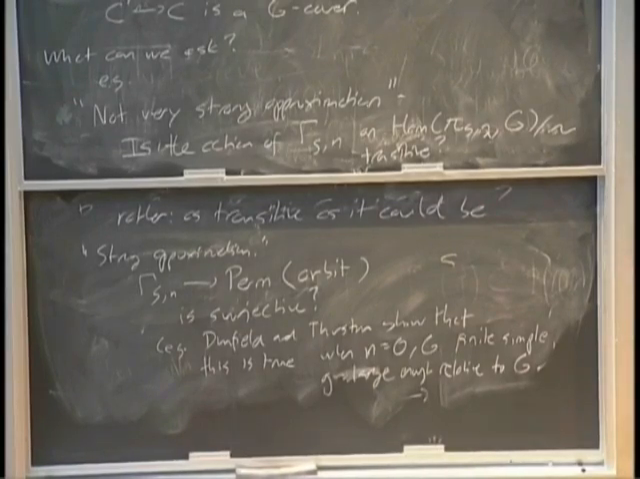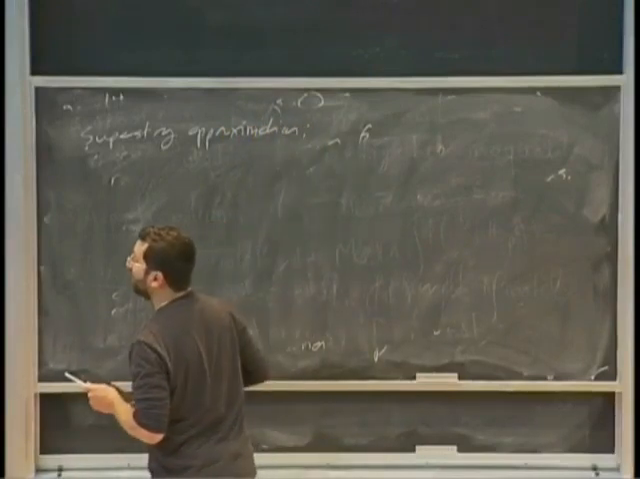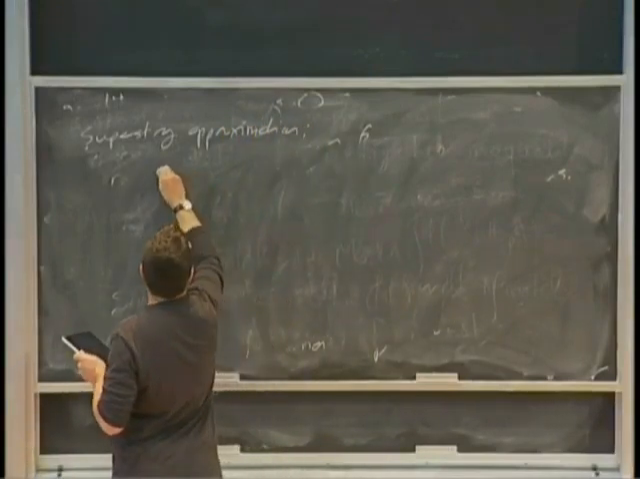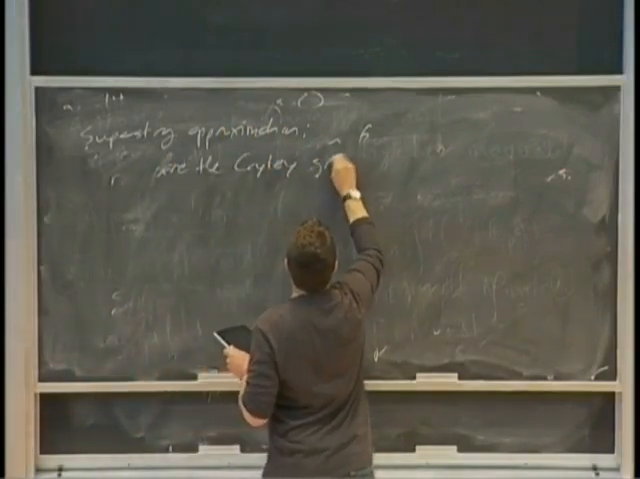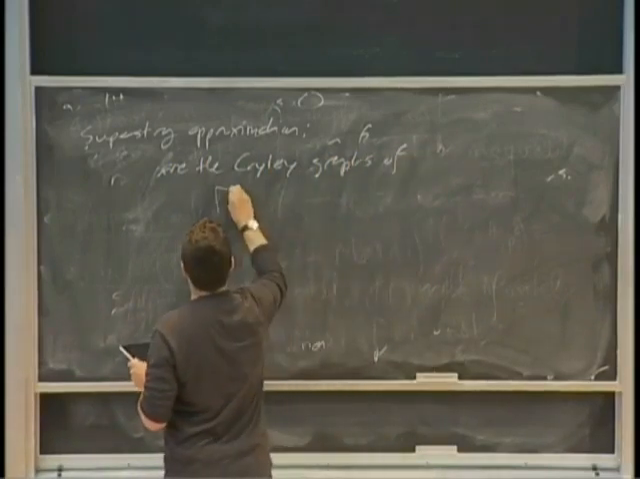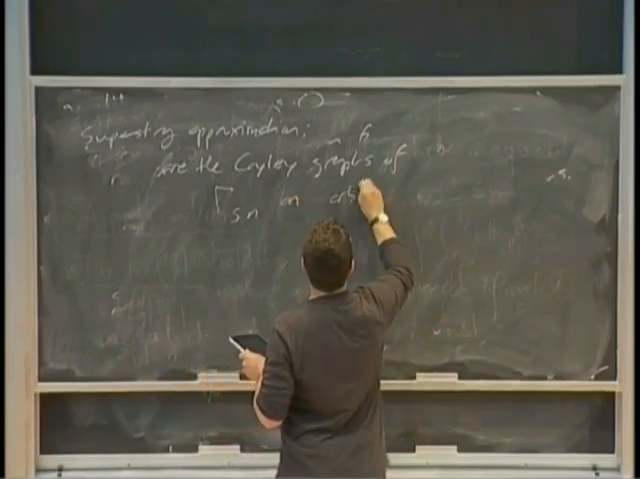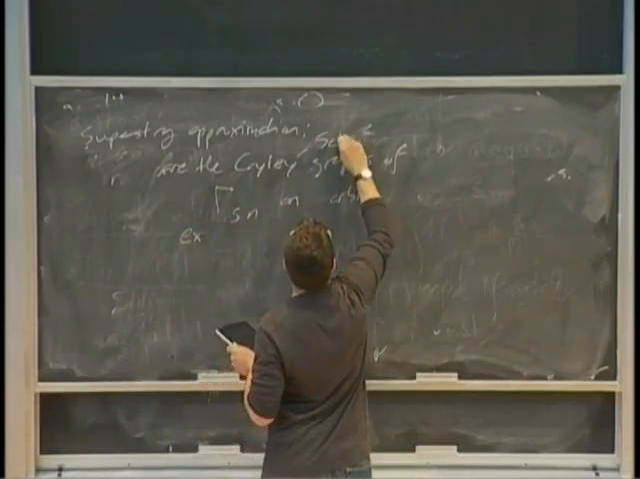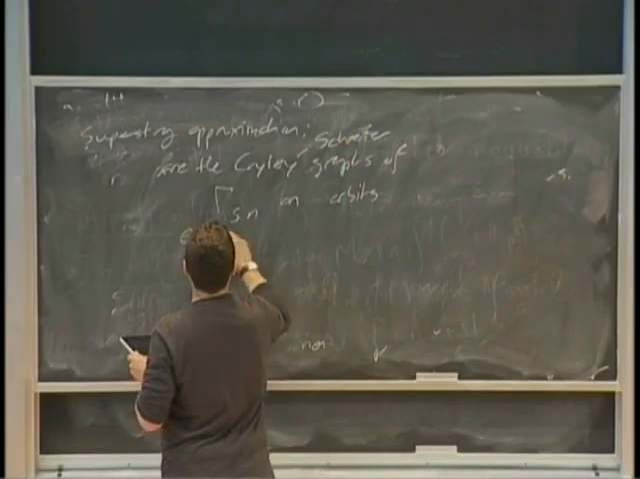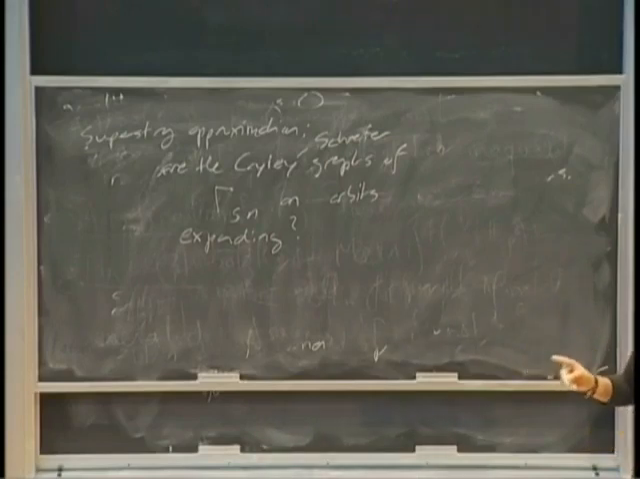And then, so of course, super strong approximation, about which we know less than nothing, would I suppose be the statement that the Cayley graphs of gamma g_n on orbits, Cayley-Schreier graphs, yes, sorry, are they expanding?